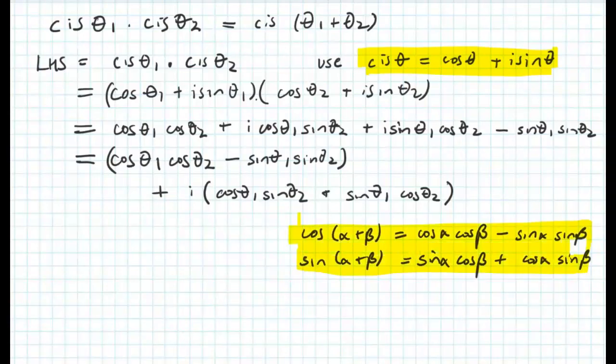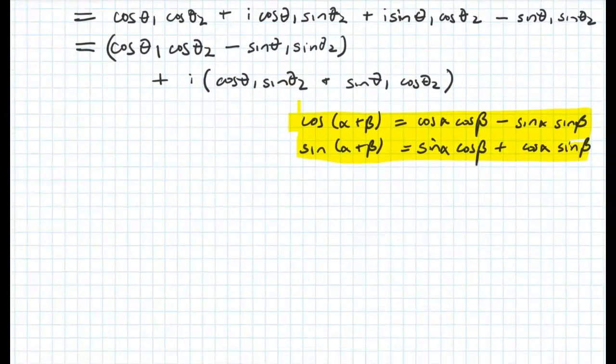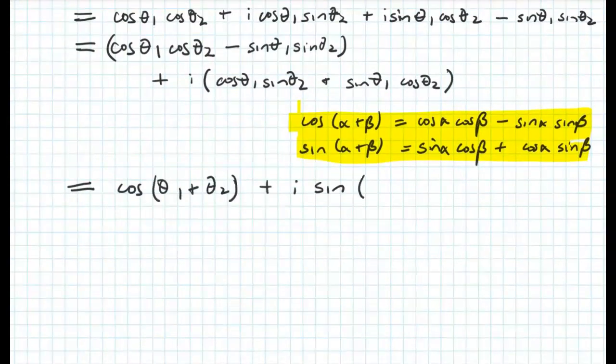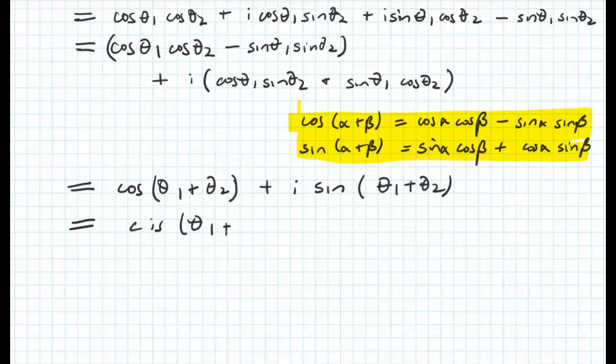So using those properties now, we can replace the first bracketed expression by cos of theta 1 plus theta 2, the second one by i sin of theta 1 plus theta 2, and now we just use the definition of cis, and we've completed our proof.